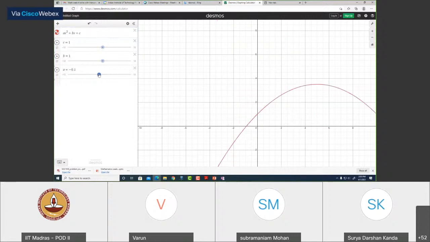Now, if we change the value of a, suppose we decrease it and go to 0, then what is the change? If the value is 0, then it becomes a straight line, because the coefficient of x square is 0 and the function becomes bx plus c. So in that case, the curve becomes a straight line.